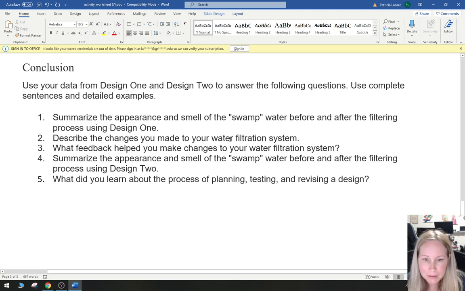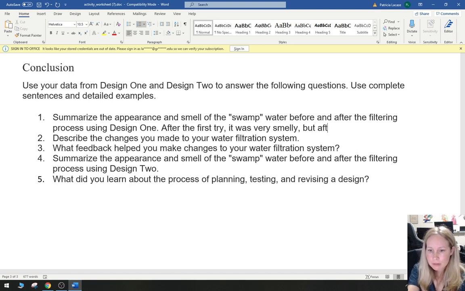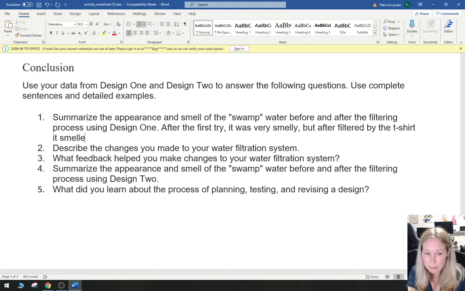Summarize the appearance and smell of the swamp water before and after filtering using the process. So, after design 1, after the first try, it was very smelly, but after filtered by the t-shirt, it smelled better. It did. Very better.